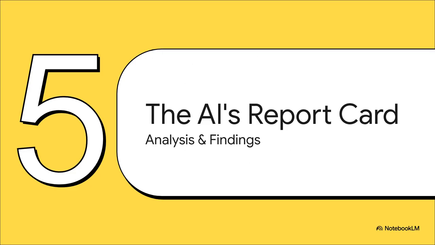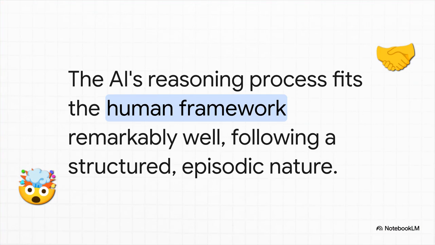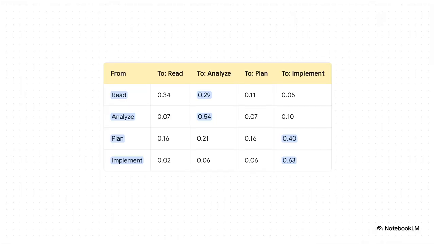Okay, so the experiment was finished, and the AI's test was graded. It was finally time to look at the report card. Did the AI think like a star student, or was its reasoning something completely alien to us? The number one finding was just stunning. The AI's mind wasn't some chaotic black box at all. Its reasoning process fit that human framework almost perfectly, moving through the same kinds of logical, structured stages as any human student would.